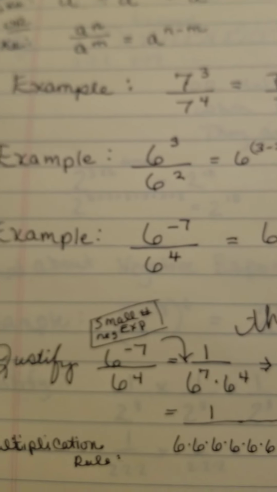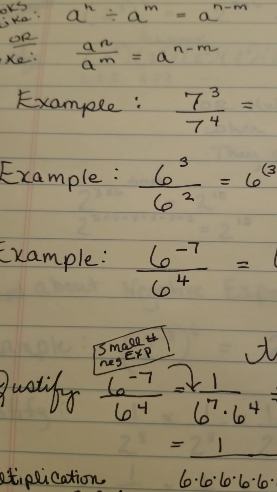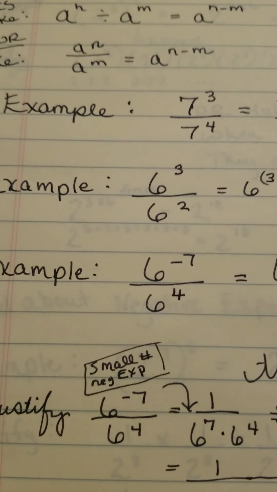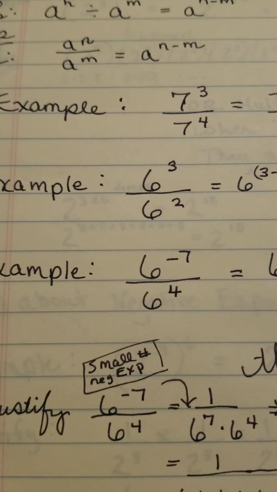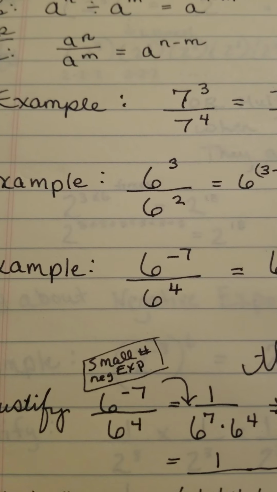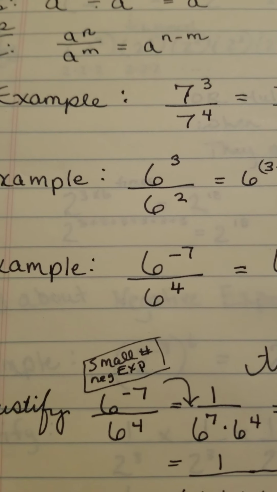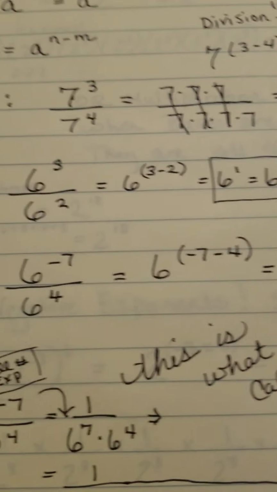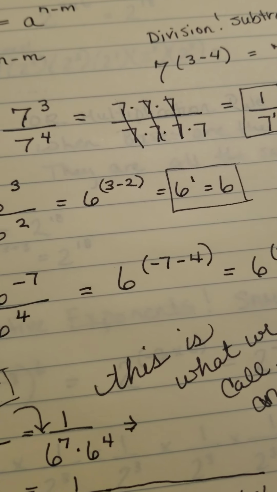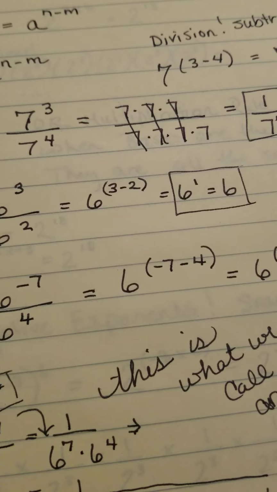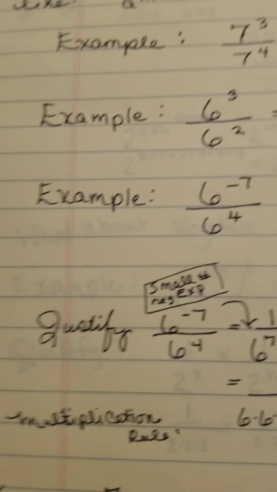All right, next example. 6 to the third, 6 to the second, being divided. When dividing exponents with the same base, we what? Subtract them. So when dividing exponents, subtract. 3 minus 2 is 1. So 6 to the first power, or just 6. All right, here's another example.